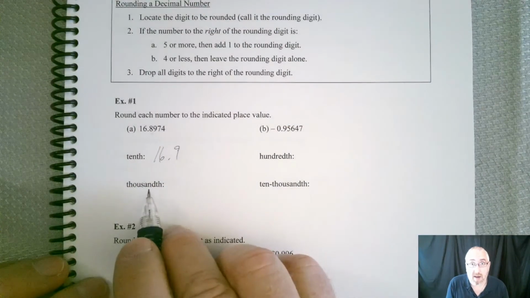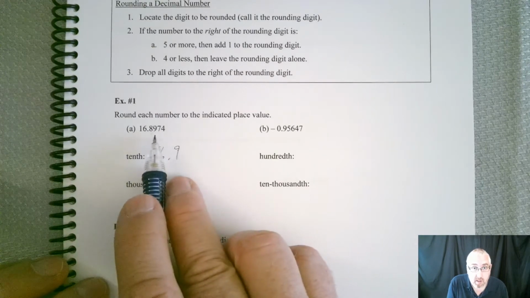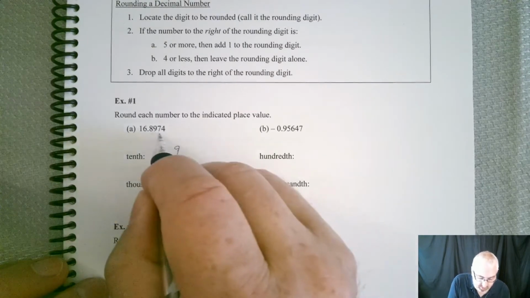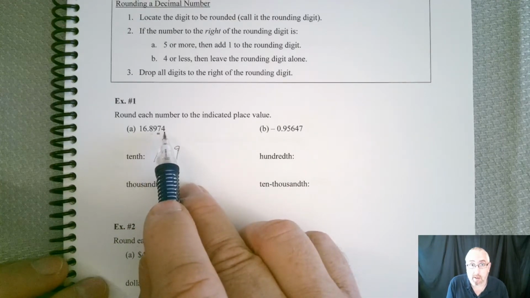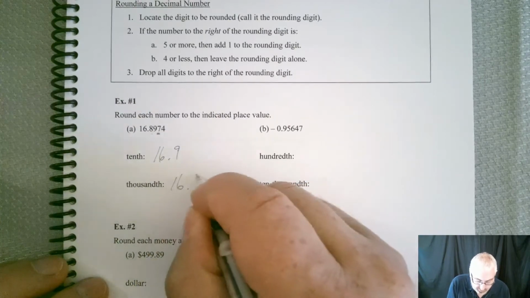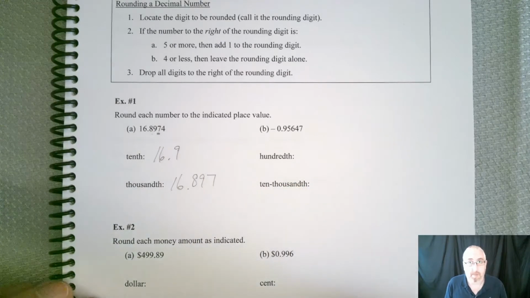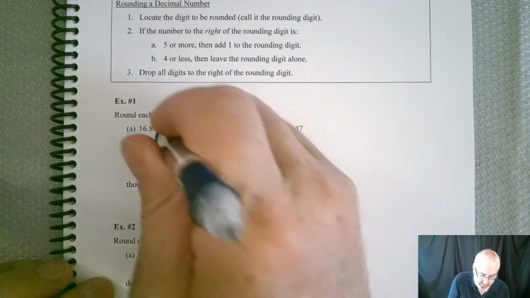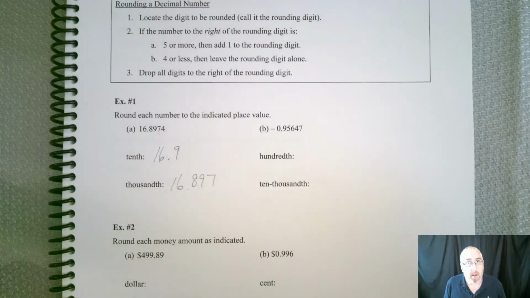All right, let's try the next one. Thousandths. So thousandths, which digit are we looking at? Where is the rounding digit? Thousandths. It is the 7, yeah, the 3rd spot. So now the number to the right is a 4, so we gotta leave it alone. So we got 16.897, and that's it. Drop off that last digit. All right. Not much to it. It's really the same process as before, but now we just have the luxury of dropping those off.